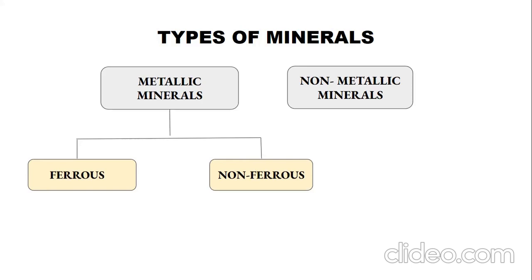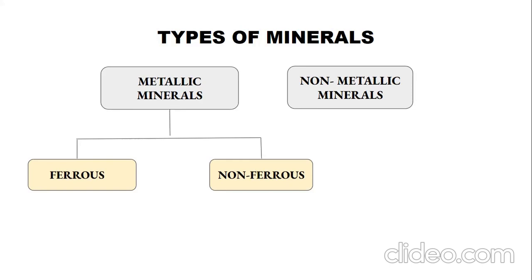So those metallic minerals which contain ferrous, meaning iron, are called ferrous metallic minerals. The minerals which do not contain ferrous or iron are called non-ferrous metallic minerals. So ferrous minerals contain iron. Examples of ferrous minerals are iron, manganese, and chromite. Examples of non-ferrous are copper, aluminium, gold, silver.